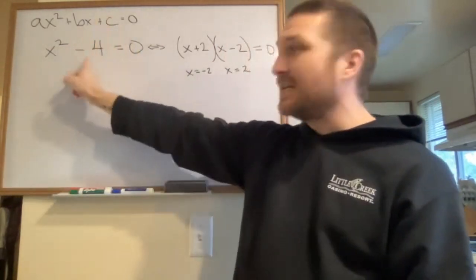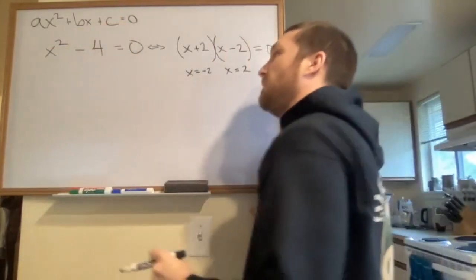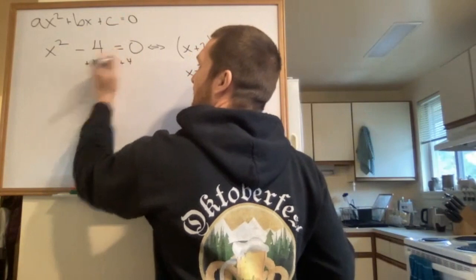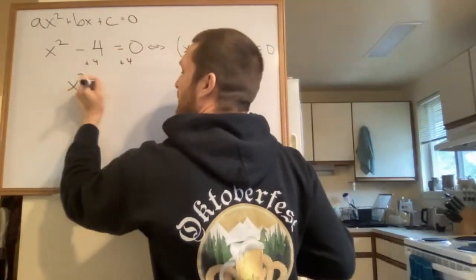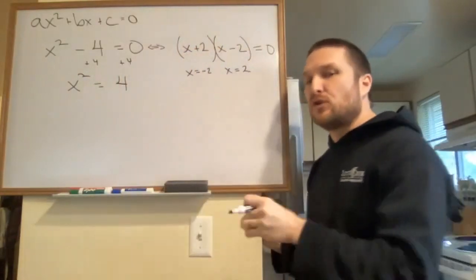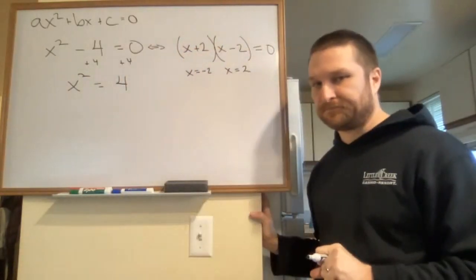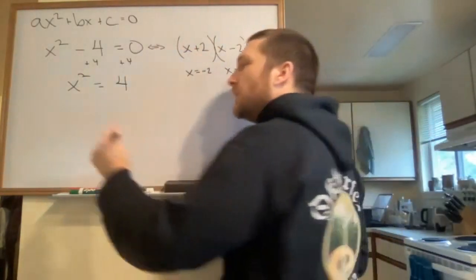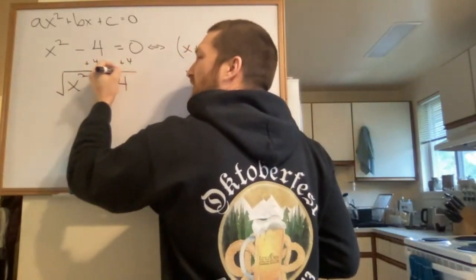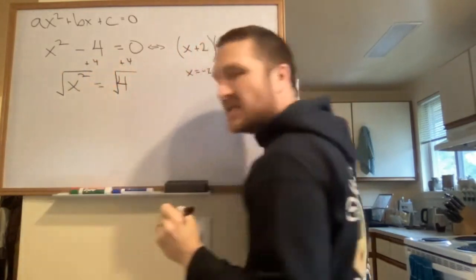And so how do we undo -4? +4. +4 to both sides. That gives me x squared is equal to 4. Now, how do we undo squared? Take the square root. Take the square root of both sides. What special thing do we have to do when we take a square root?